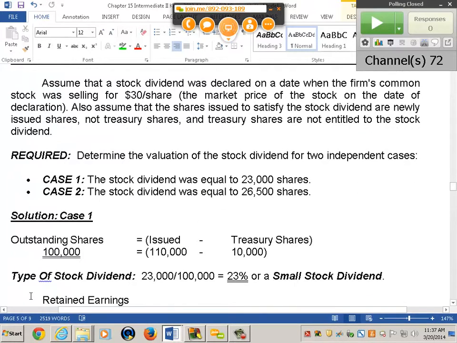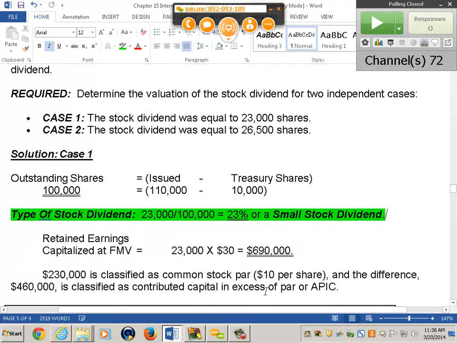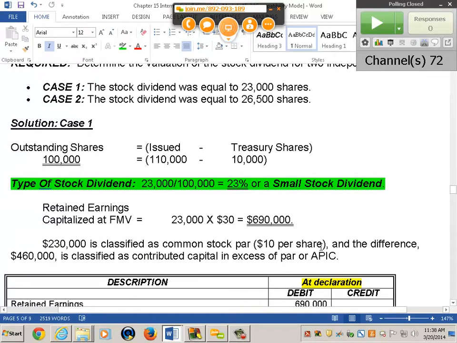Case number one, we want to determine how to account for this dividend, and on an exam you don't have evidence to the contrary. So I'm going to tell you that the number of shares of the dividend in this case are 23,000, and in case B it's 26,500. Now, if I'm in case one and I know that I have 100,000 outstanding shares, then of course the type of the dividend, based on what we know in the theory without evidence to the contrary, the dividend is under 25%.